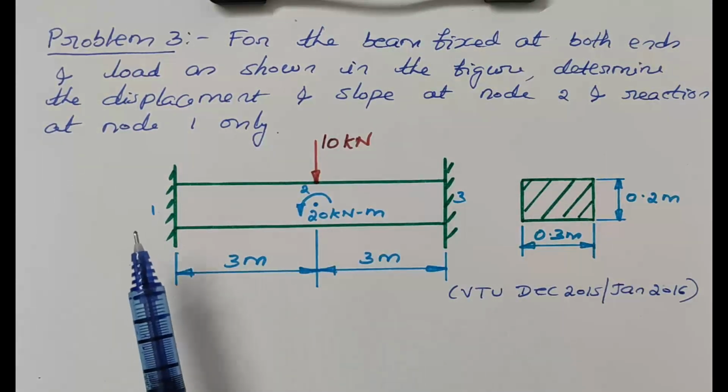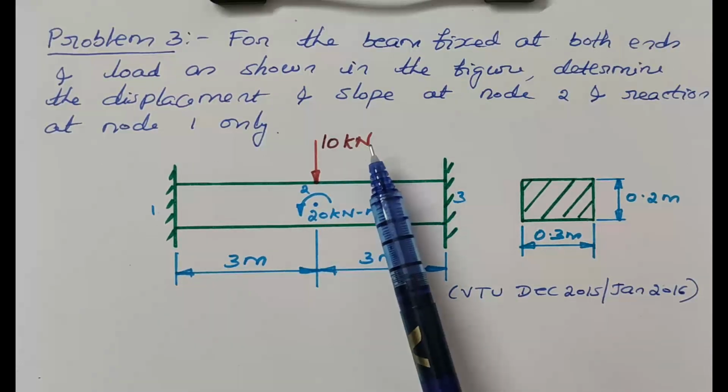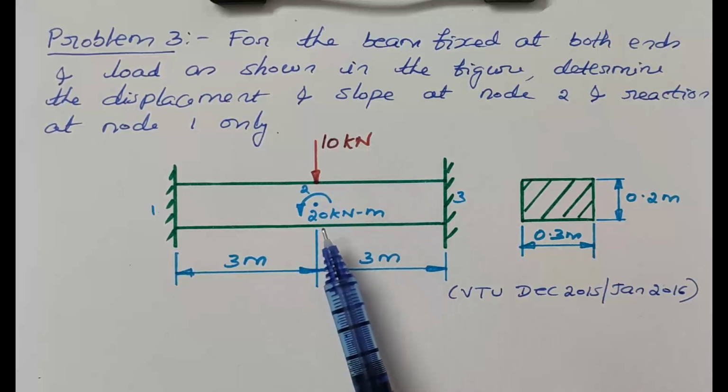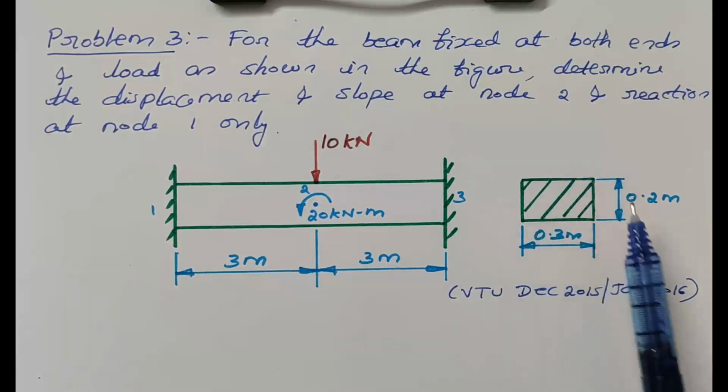It is a fixed beam and is subjected to a 10 kilonewton concentrated load at the center of the beam and an anti-clockwise moment of 20 kilonewton meter acting at the center of the beam. The length of the beam is given, it is 6 meter. The moment of inertia of the beam is not given, but the cross-sectional area of the beam is given. From this you can find out the moment of inertia.